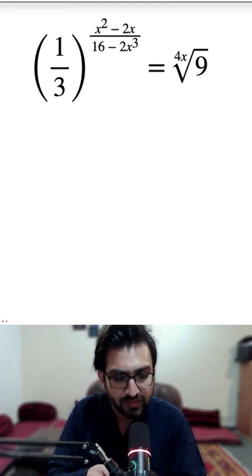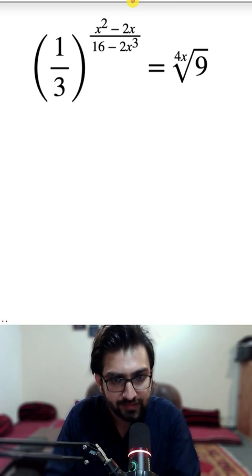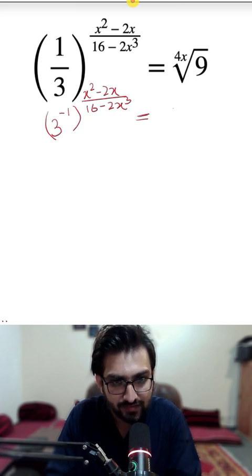In this video, we will solve this question. So we can write 1 by 3 as 3 to the power minus 1, to the power x square minus 2x divided by 16 minus 2x power 3, which is equal to, I can write 9 as 3 square to the power 1 by 4x.